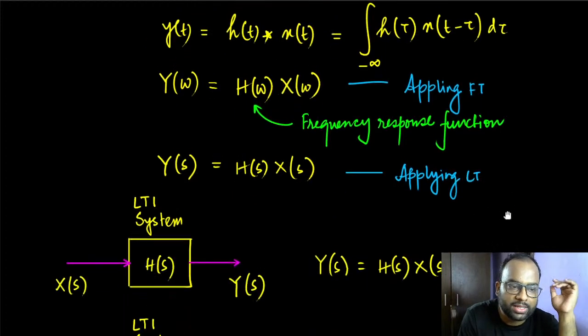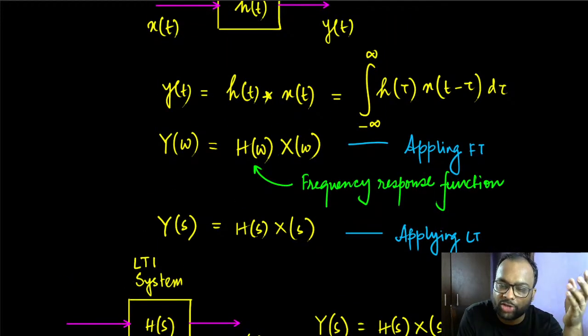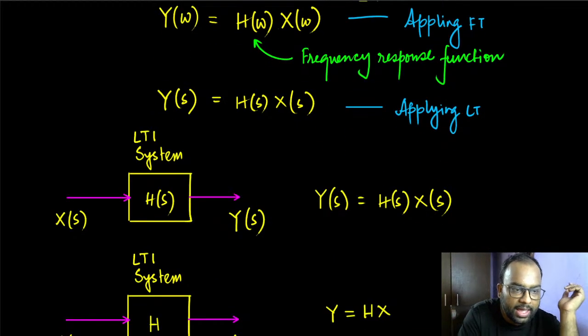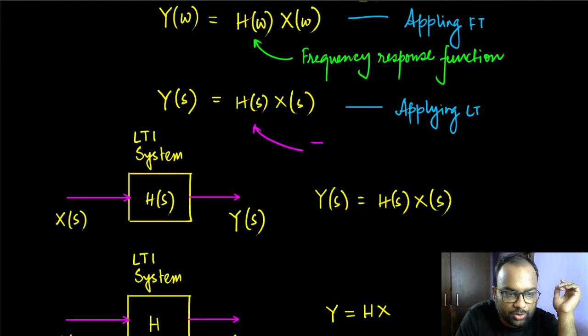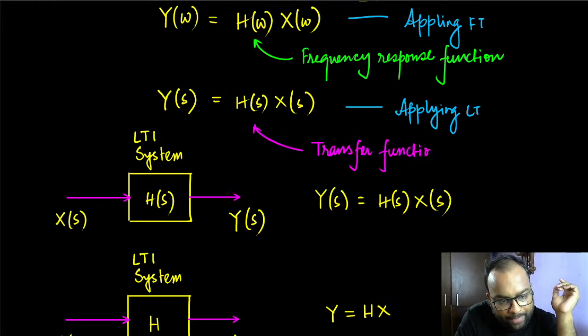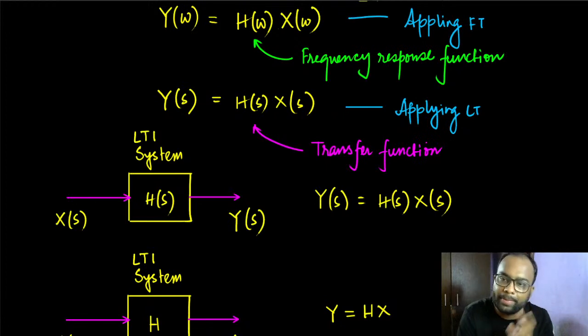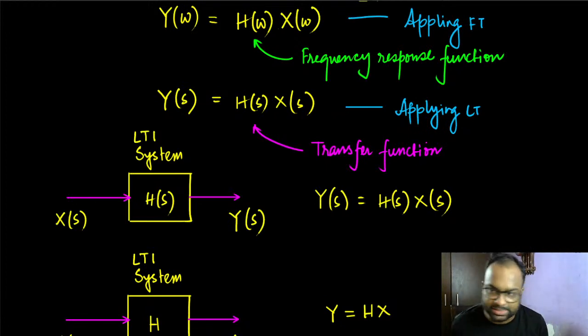This H(ω) is known as the frequency response function. So the Fourier transform of the impulse response is known as the frequency response function. And this H(s), which is the Laplace transform of the impulse response, is known as the transfer function. Again, don't worry, we are going to have a complete dedicated class on discussing these things shortly. Just keep in mind that H(s), which is the Laplace transform of the impulse response, is called the transfer function.